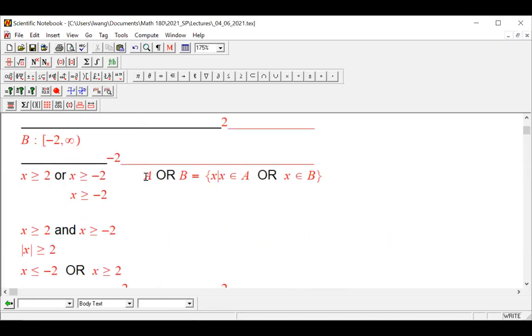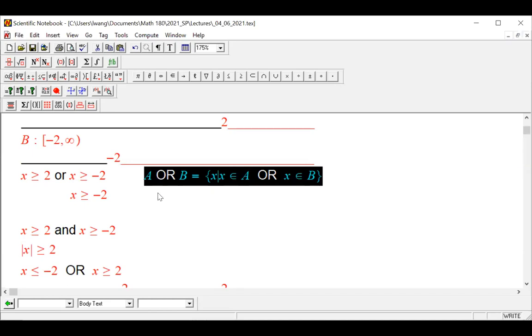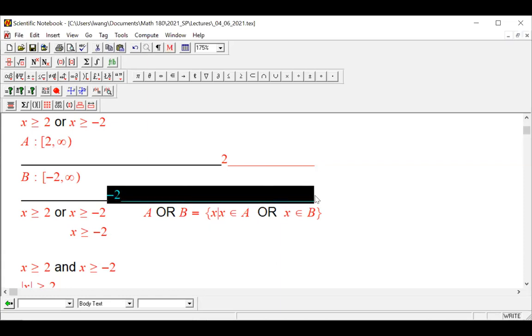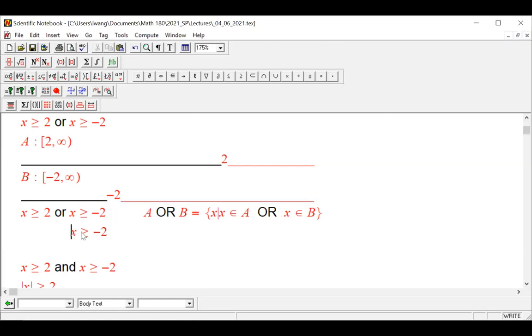So now, let's keep going with the "or," right? So this is A and this is B. So if X is in A, X is here. If X is in B. And obviously, all of X greater than or equal to -2, they're going to cover 2. Therefore, the consequence of X greater than or equal to 2 or X greater than or equal to -2 will be the final. That's the final. Do you guys understand that?